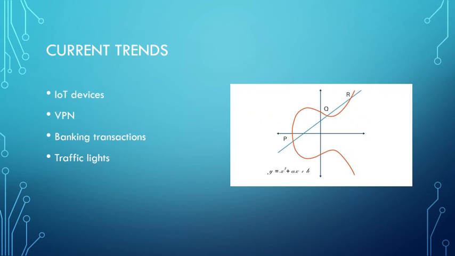Current trends. The image on the screen is actually how we calculate elliptic curve cryptography, basically using a mathematical formula to create a curve, and then we plot points along that curve.